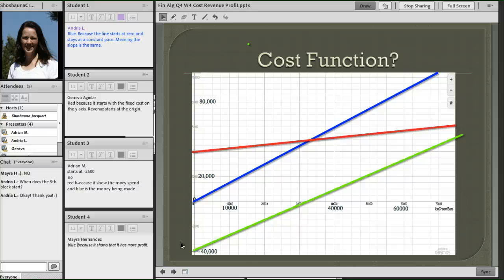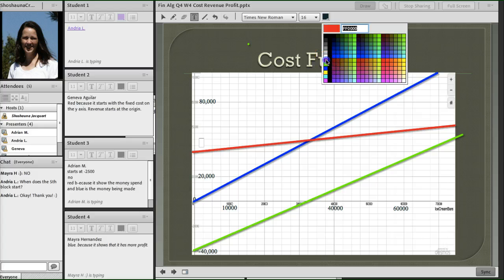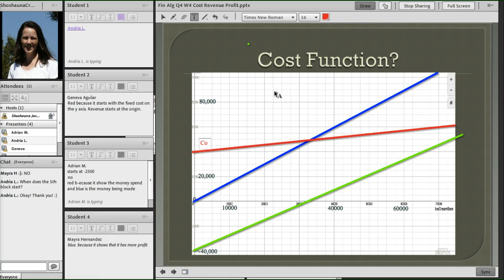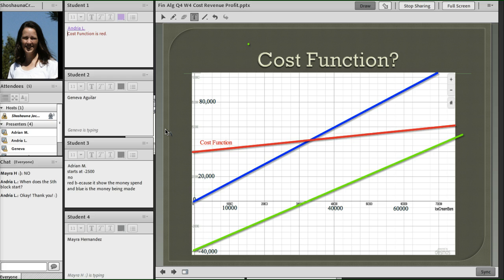Okay. So the cost function actually is the red one. So let's go ahead and type cost function on here. Actually the red one, and the giveaway is where it starts. Notice that it was at 40,000, and I know you can see that number. But the giveaway was the cost function always has fixed costs, and so that's where it starts.